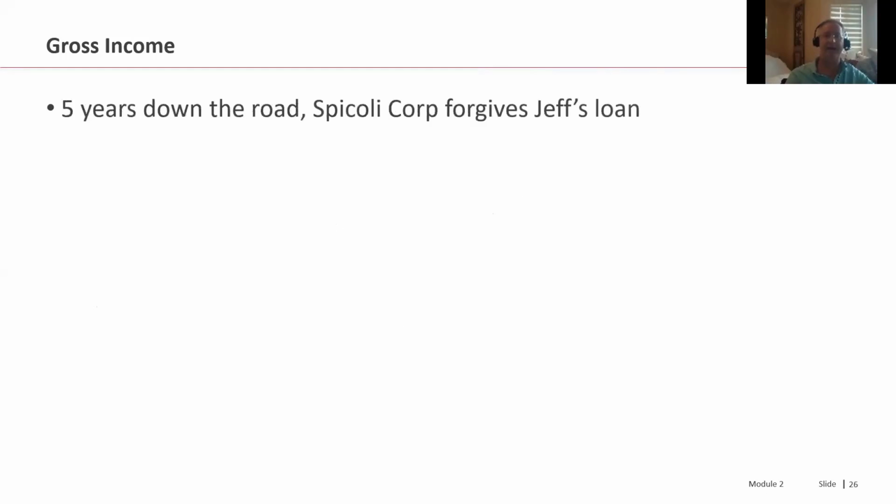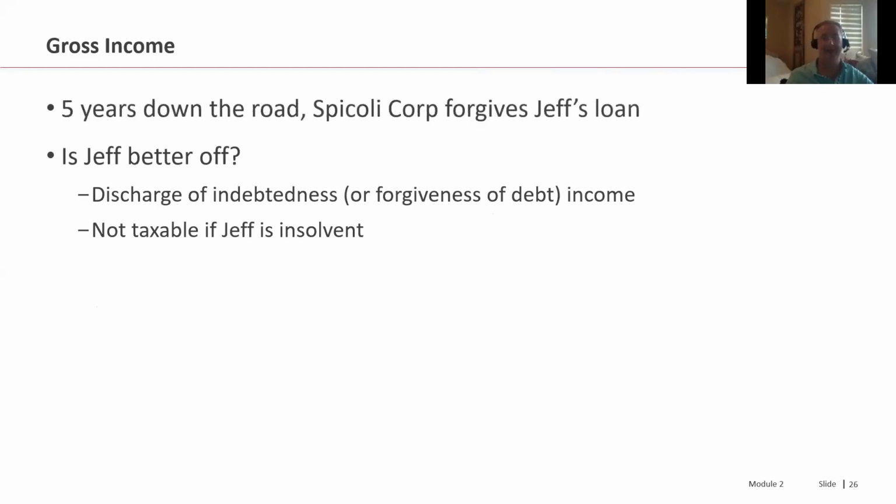So 5 years down the road, Spicoli Corp just out and out forgives Jeff's loan. Now remember, Jeff's the sole owner of Spicoli Corp. So it's pretty simple for him to have the corporation forgive his loan. Is Jeff better off? Well, yeah, you better believe it, right? If someone forgives your debt, you're definitely better off. And discharge of indebtedness or forgiveness of debt represents gross income.